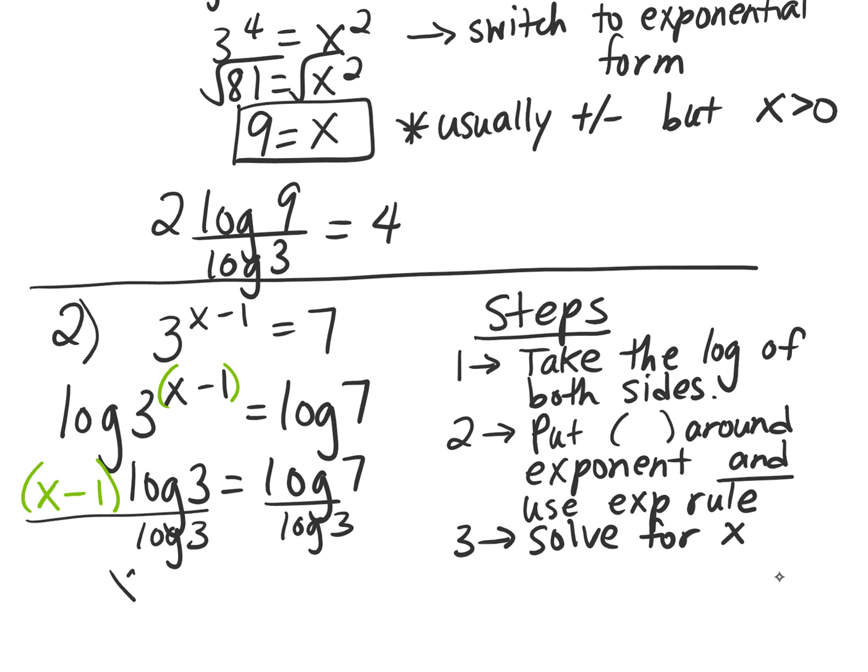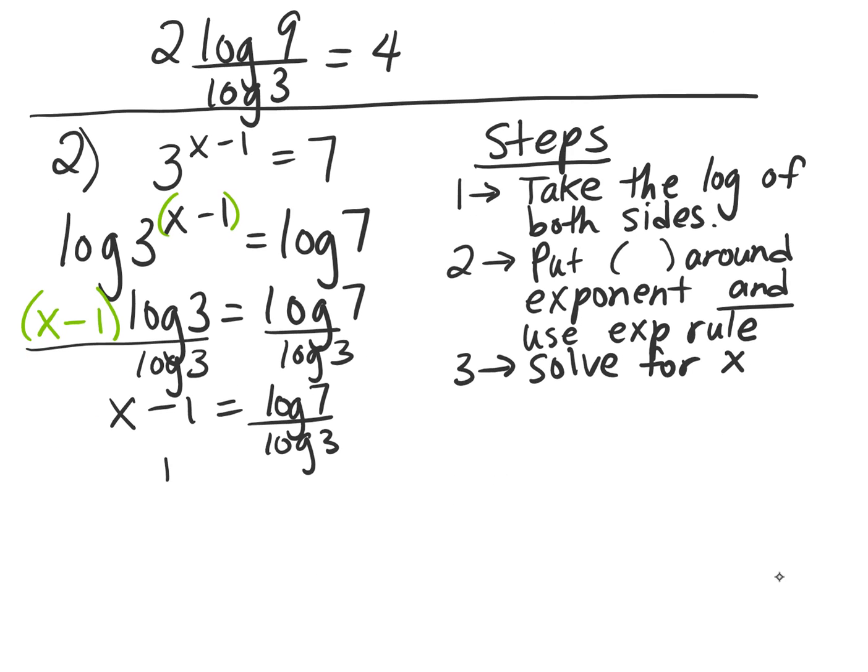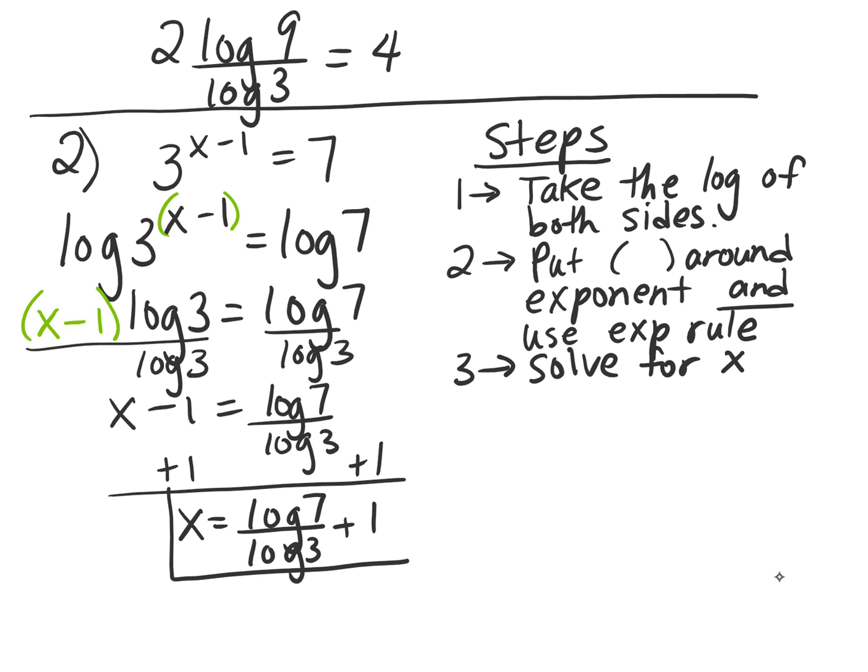So now I'm just left with x minus 1 equals log 7 divided by log 3. And add 1. Don't plug in anything into the calculator yet because I want you to give me an exact and approximate answer. So this would be my exact answer.